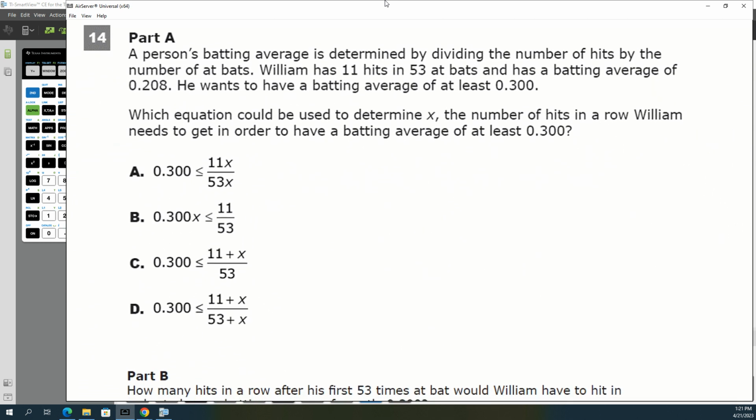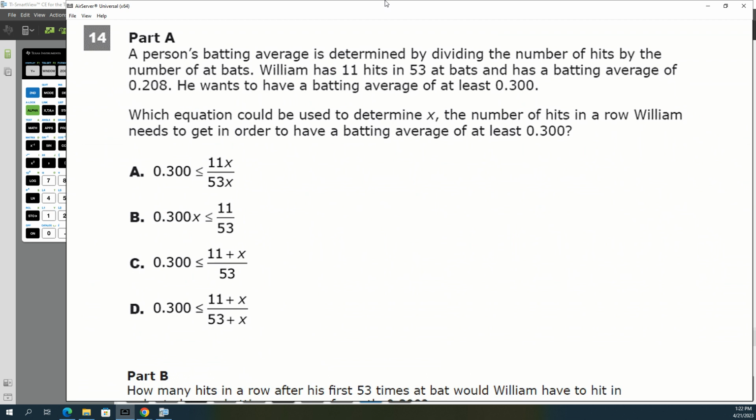Okay. Number 14 is pretty tough. So a person's batting average is determined by dividing the number of hits by the number of at-bats. William has 11 hits, 53 at-bats, and has a batting average of .208. He wants to have a batting average of at least .300. Which equation could be used to determine x, the number of hits in a row William needs to get in order to have a batting average of at least .300?